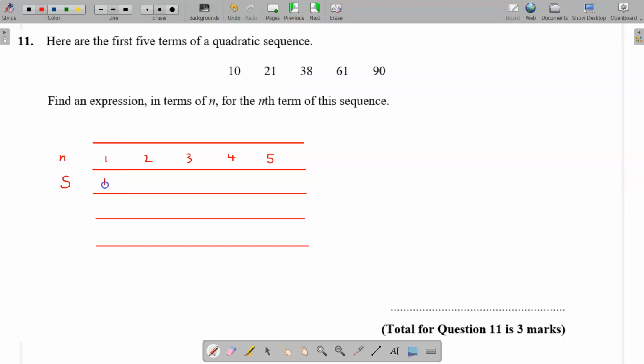So that's 10, 21, 38, 61 and 90. Then I do this.